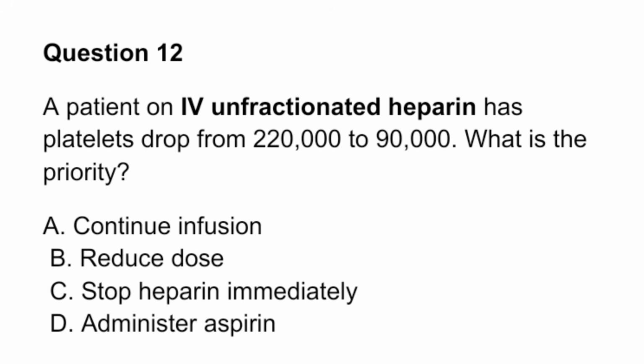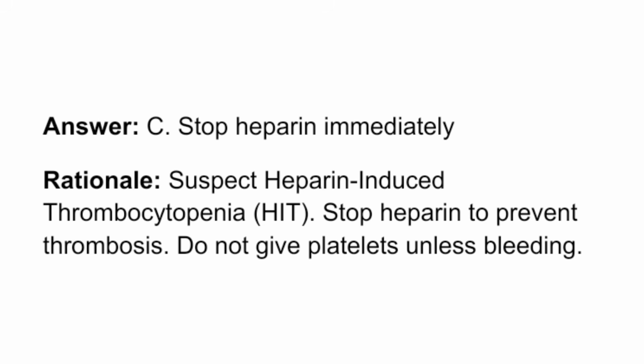stable. Question 12. A patient on IV unfractionated heparin has platelets drop from 220,000 to 90,000. What is the priority? A. Continue infusion. B. Reduce dose. C. Stop heparin immediately. D. Administer aspirin. Answer C. Stop heparin immediately. Rationale: suspect heparin-induced thrombocytopenia, HIT. Stop heparin to prevent thrombosis. Do not give platelets unless bleeding.